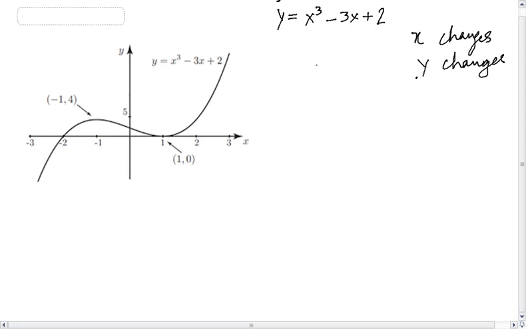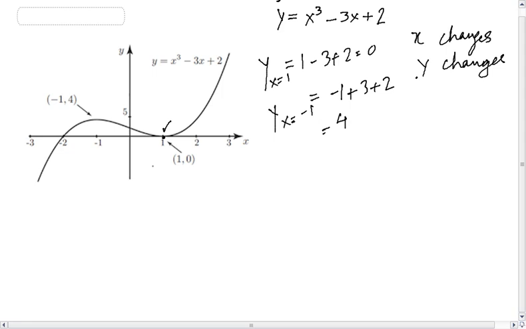So if x is equal to 1, y at x is equal to 1 will be 1 minus 3 plus 2, that is 0. That means at this point x is equal to 1 and y is equal to 0. Similarly, if you want to see what is y at x is equal to minus 1, you can put the value of x is equal to minus 1, and the result is 4.